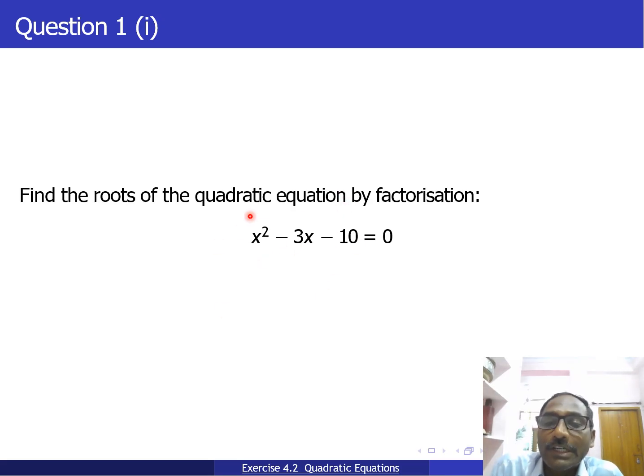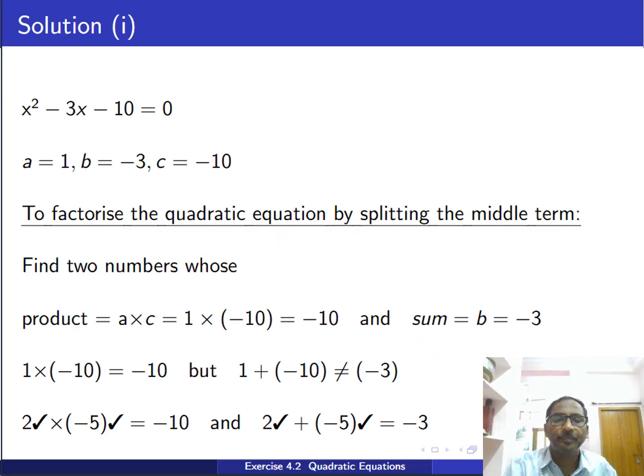What is the quadratic equation given to us? x square minus 3x minus 10 equal to 0. So this is in the form of ax square plus bx plus c equal to 0, the standard form of quadratic equation. Here the coefficient of x square is a equal to 1, the coefficient of x is b equal to minus 3, and the constant c equal to minus 10.